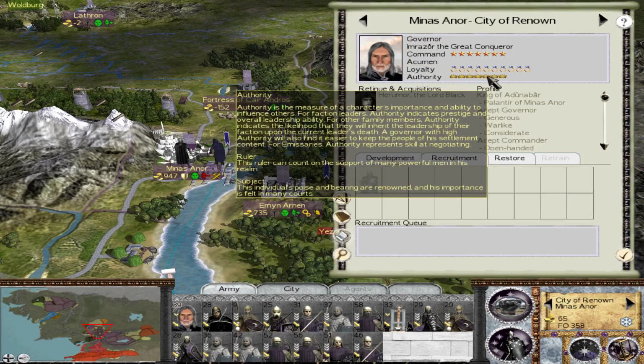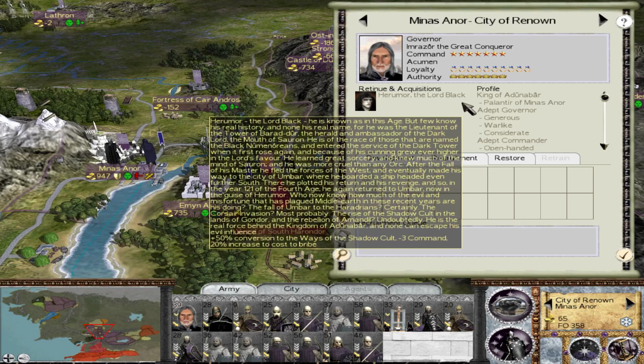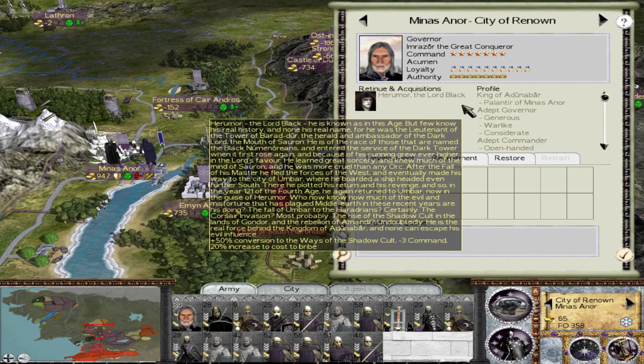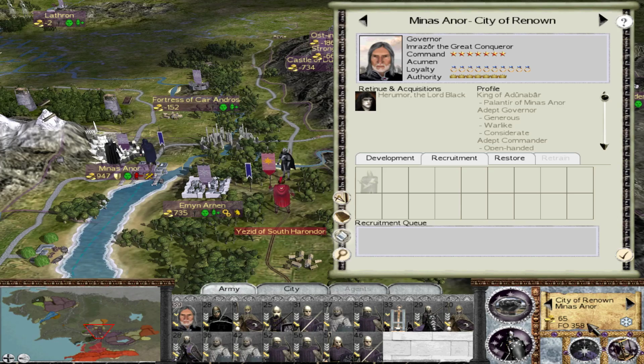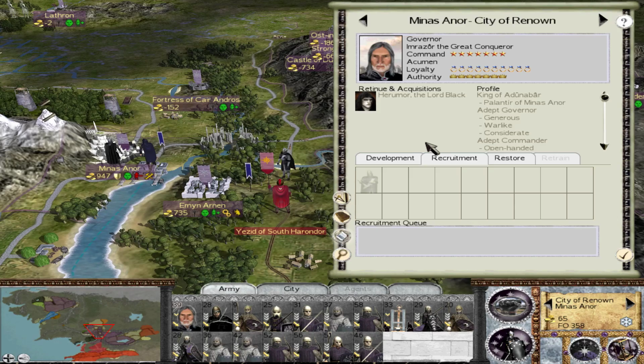Why is this guy up at 7? He started at 3 or 4, I believe, at the beginning of the campaign. And it's only been a couple of turns. The campaign starts in 356. It's only 358, so it's been, I guess, 4 turns. So how have I managed to increase this up to 7?